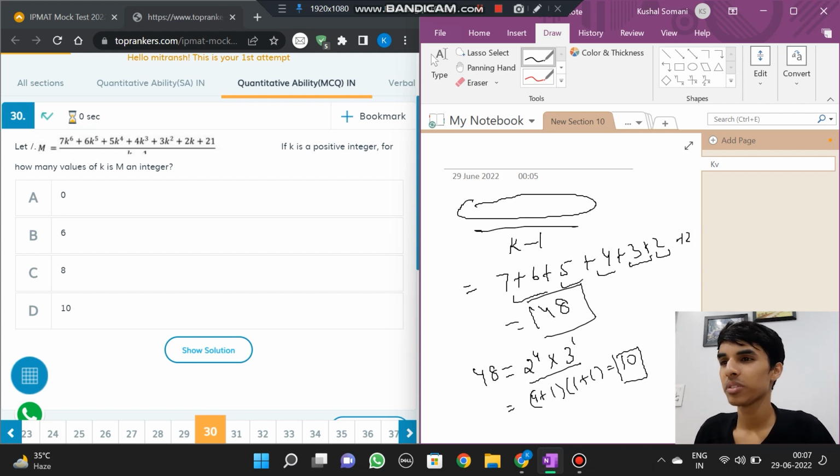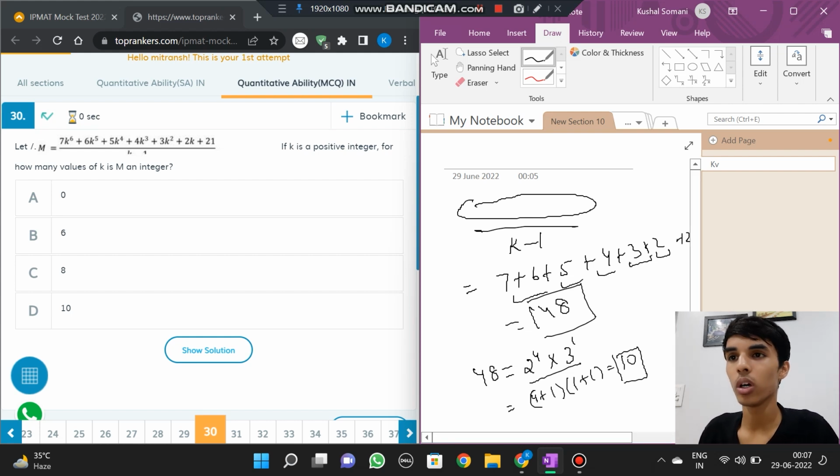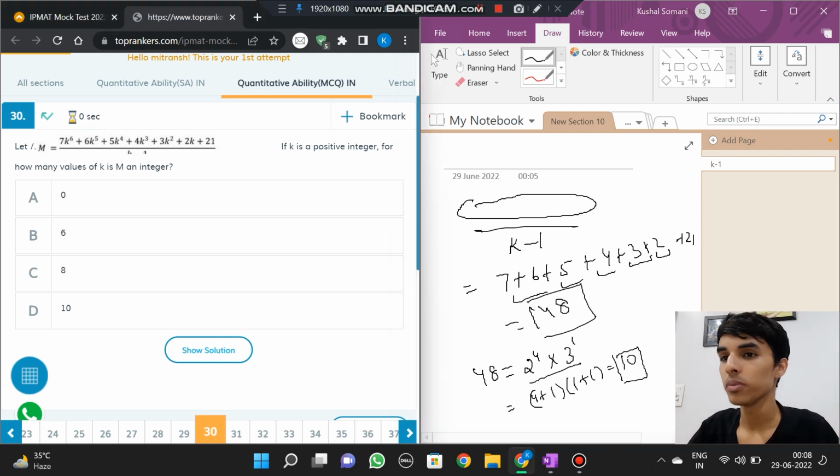So again, this was not a difficult question if you know how to use the remainder theorem and how to calculate the number of factors, because if you know this, then it's a matter of less than a minute to calculate the answer. Let's move on to the next question now.